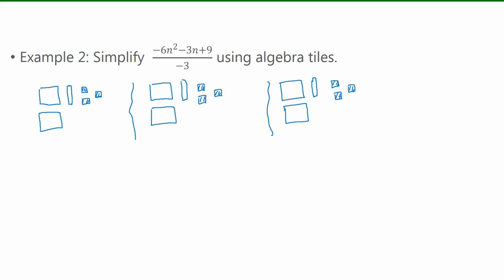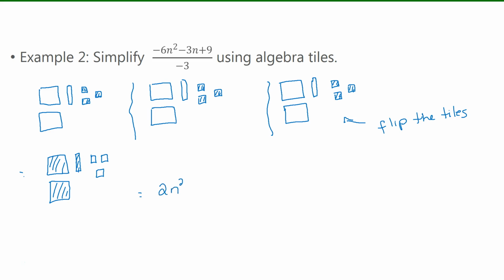So if I was dividing by a positive 3, the tiles here would be the answer, but since it's a negative 3, we now need to flip the tiles. So that means our quotient is actually going to be a positive 2n squared, a positive n, and negative 3. So I'll write that as 2n squared plus n minus 3.